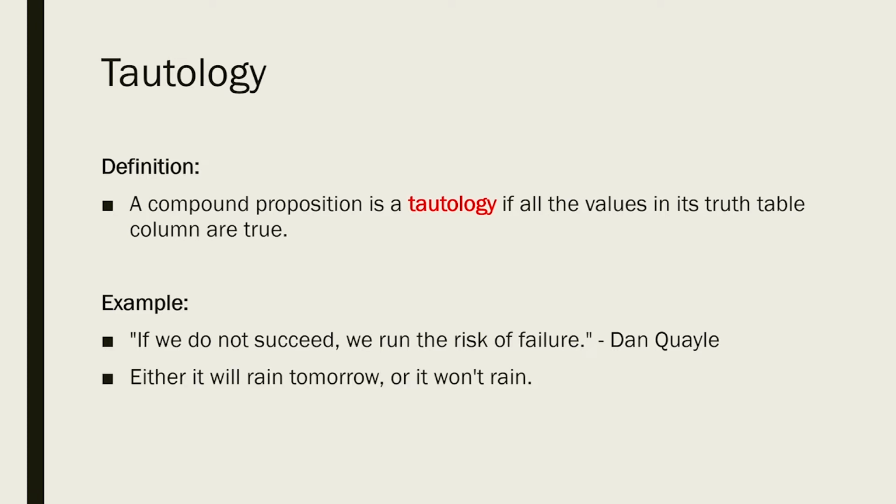Or, either it will rain tomorrow or it won't rain. This sentence is always true. If it rains tomorrow, this is true. If it doesn't rain tomorrow, it is also true. It covers all possibilities, so it is always true.